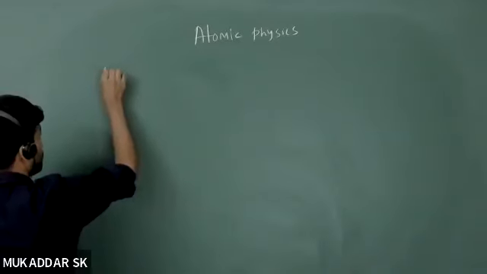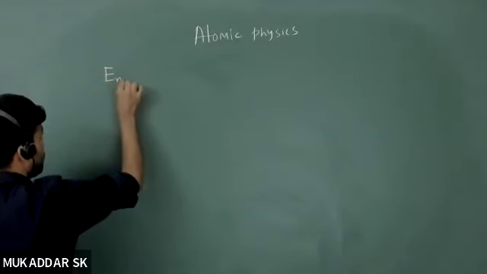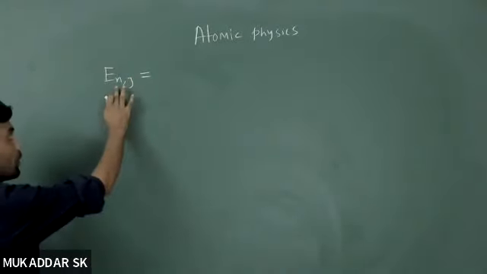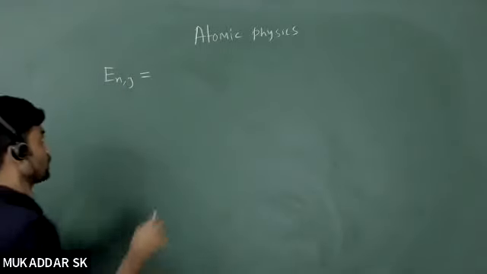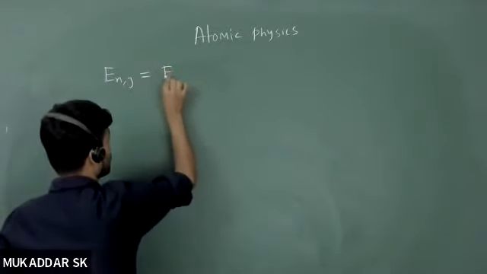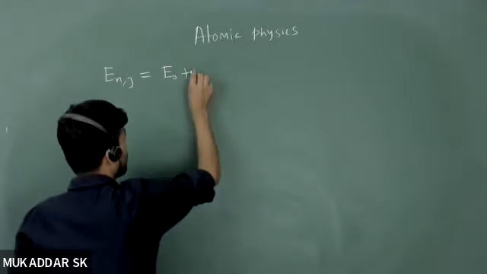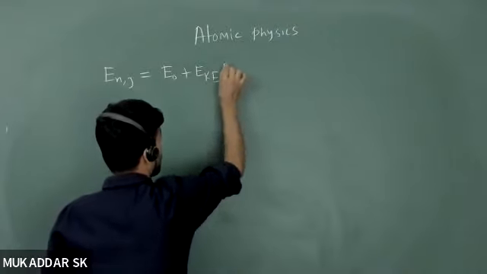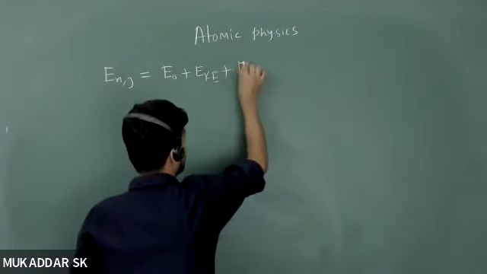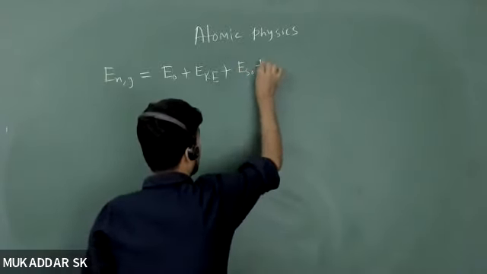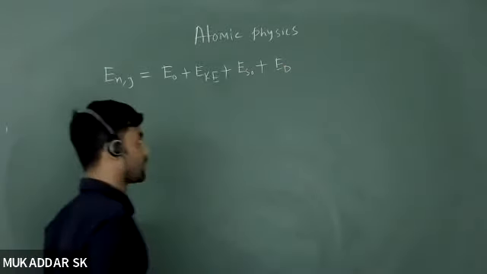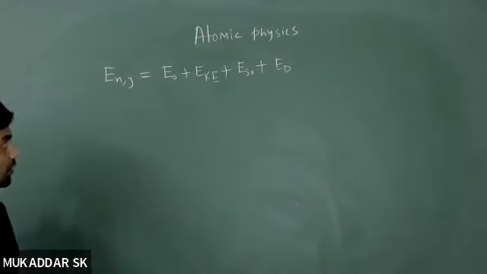Your system will be E_nj. E_nj means that total energy depends upon the principal quantum number and total angular momentum. So that term will contain the unperturbed term E naught. Then you will have the kinetic energy correction. Then you will have your spin orbit correction. And finally, you have the Darwin correction. E_D means Darwin correction.